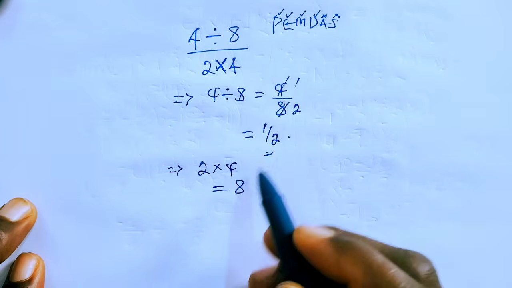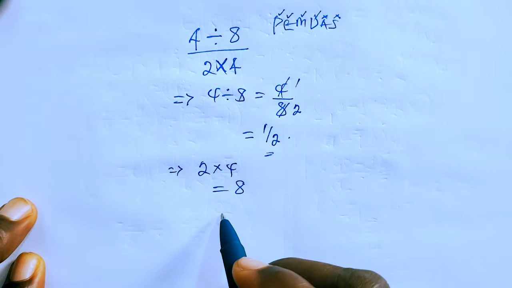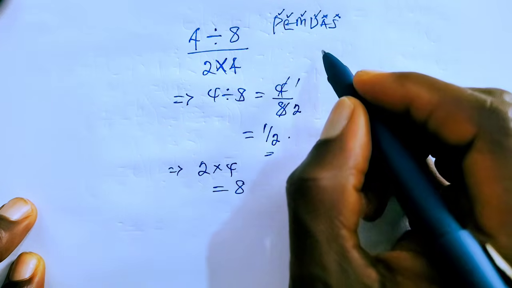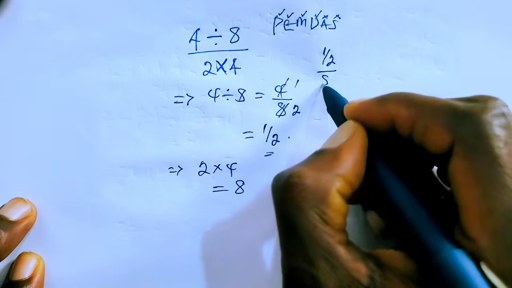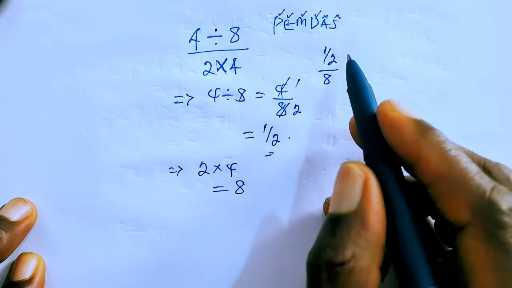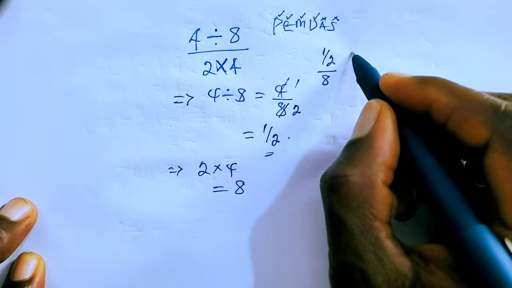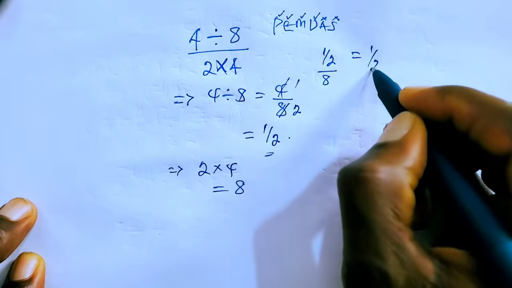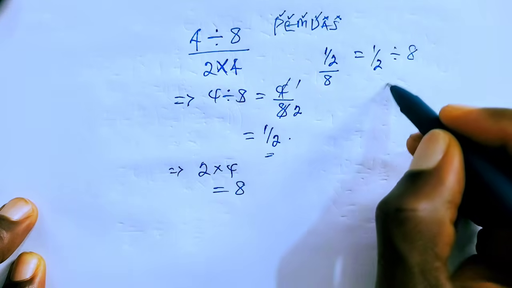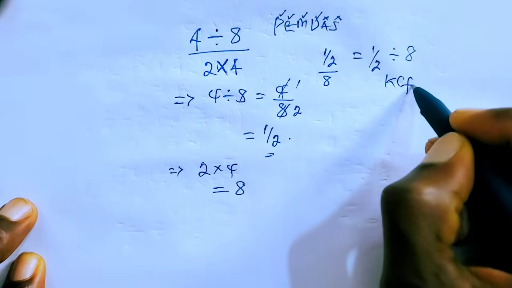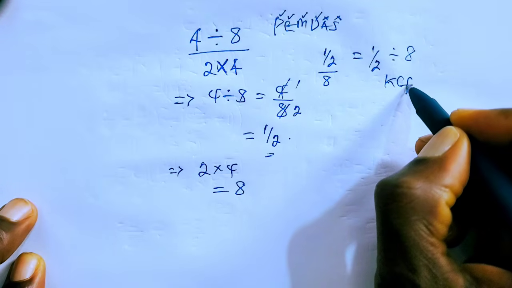Now, combining the two, the whole expression becomes 1 over 2 divided by 8. This is the same thing as 1 over 2 divided by 8. Right here, we are going to apply KCF. K means keep, C means change, F means flip.